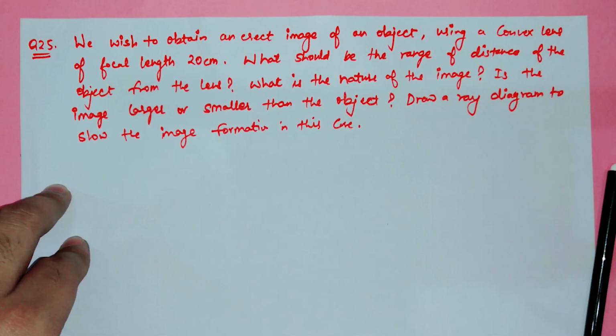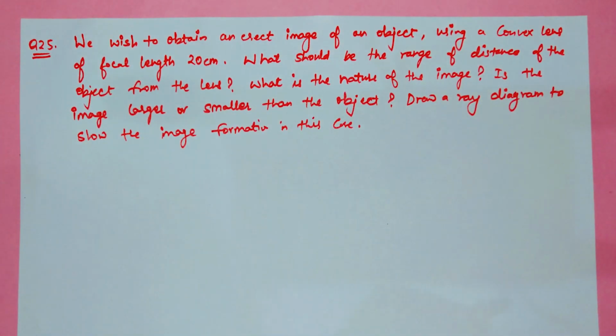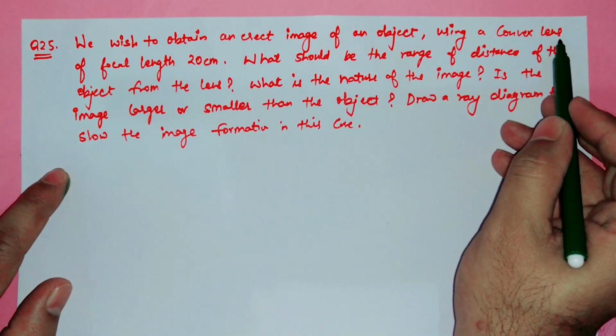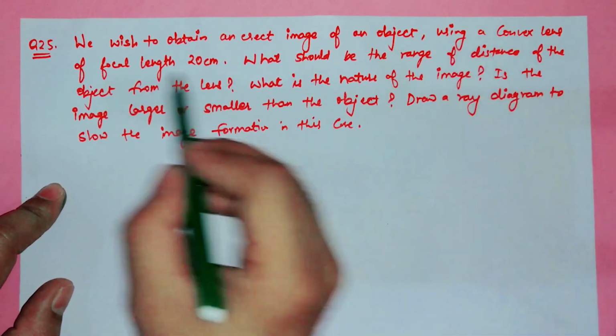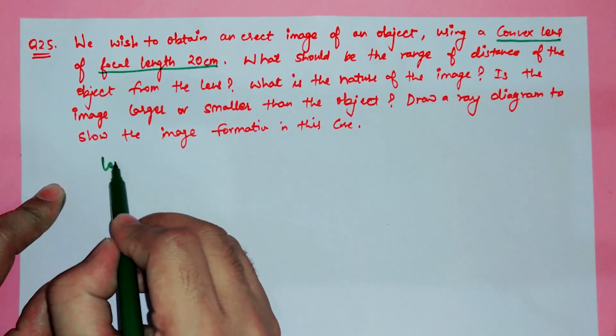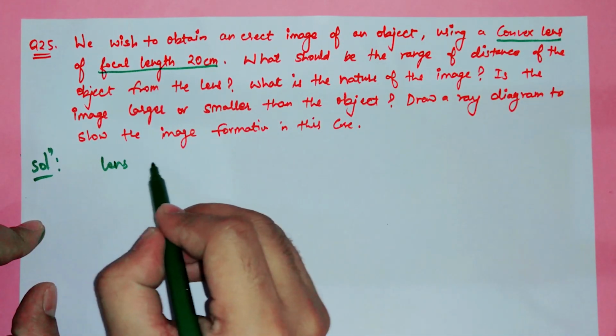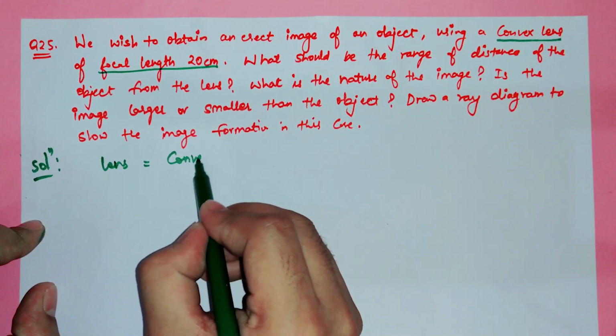So this is a very simple question. You can do it very easily. So what is given is that the focal length is 20 cm and the lens is convex. So this is the solution: the lens is a convex lens.